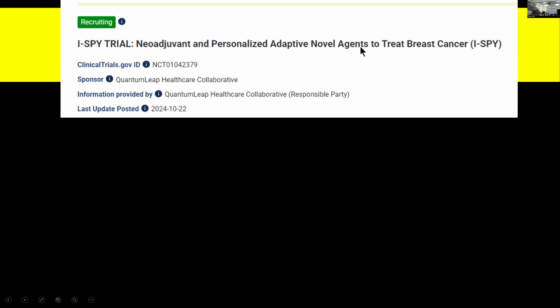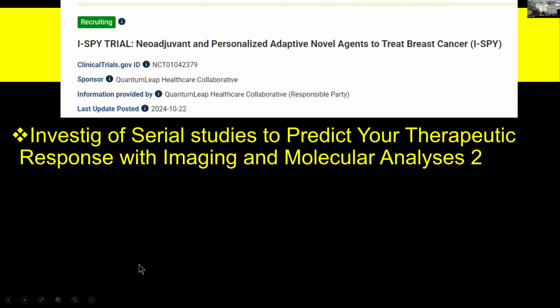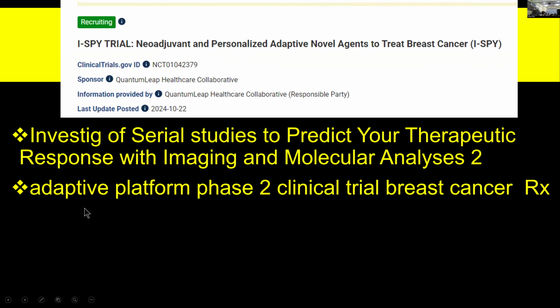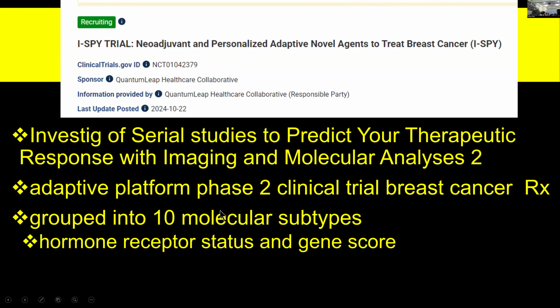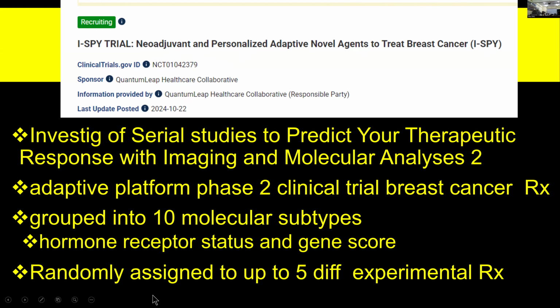So this is one example. It's called the I-SPY trial. It's a trial of new adjuvant chemotherapy for people with breast cancer. So it's an adaptive platform trial. I told you about adaptive trials now. So there are 10 molecular subtypes of breast cancer. I thought there were only 3 or 4, based on the hormone status and gene score. So you can divide breast cancer into 10 subgroups.